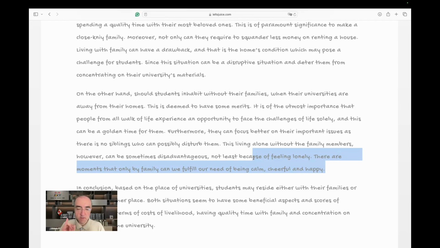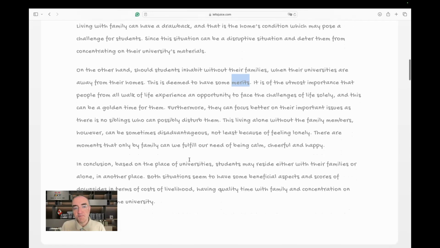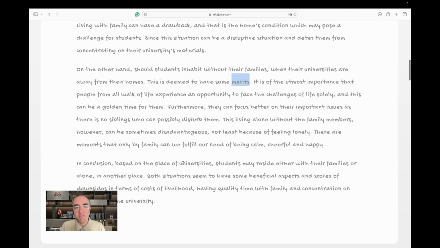And as I just said, it doesn't fit the paragraph's agenda. The paragraph's agenda was to just focus on the merits, on the good things. This is not a good thing. This deserves to have its own paragraph, not to be with the other sentences in this paragraph. My apologies.